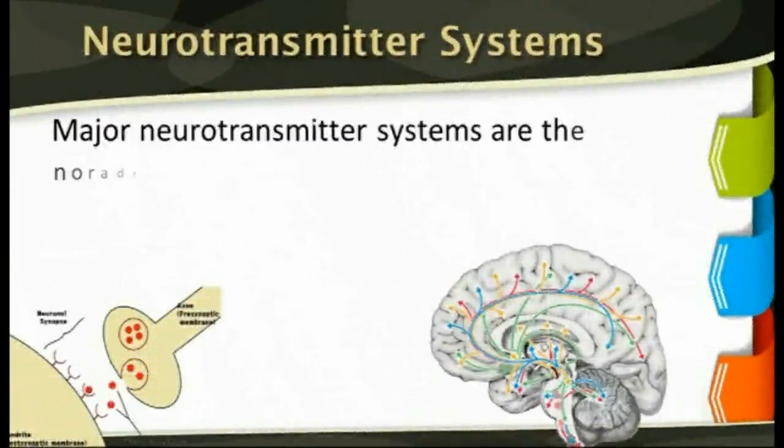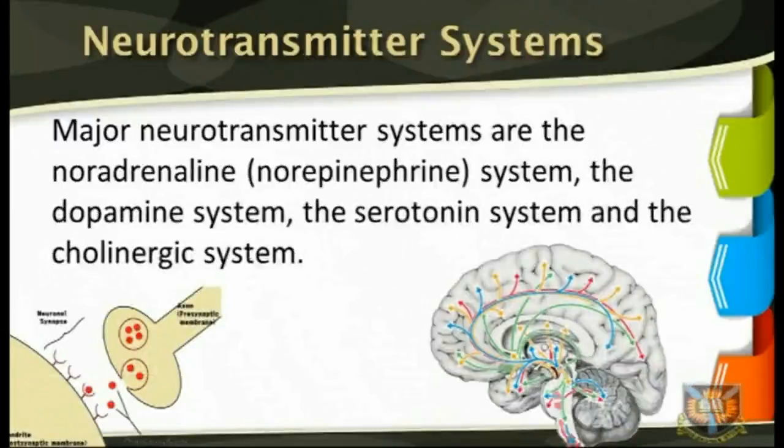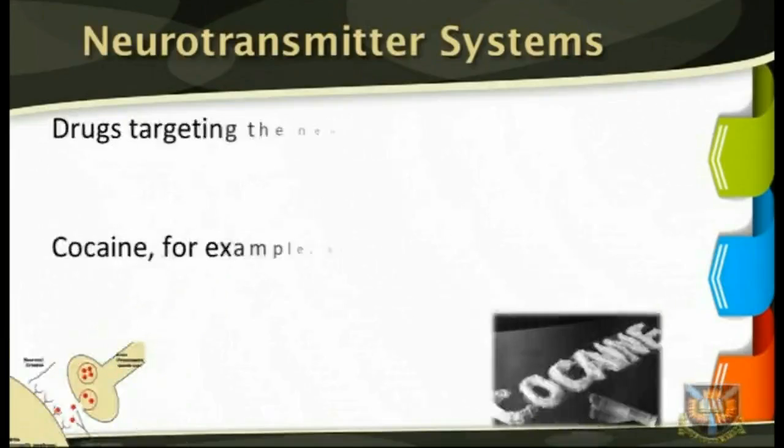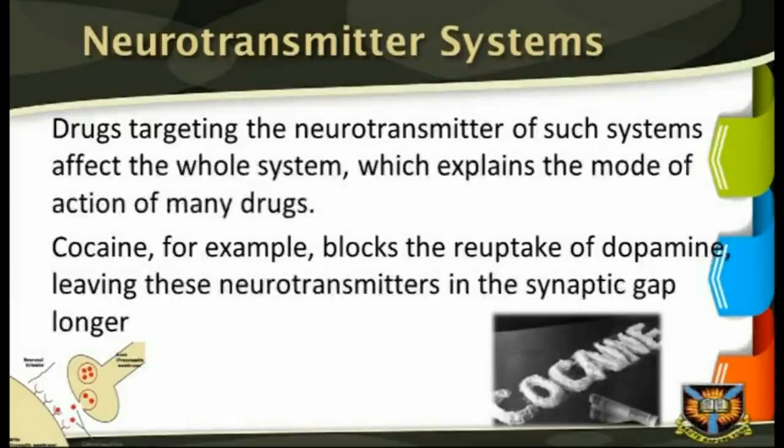Neurotransmitter systems. Neurons expressing certain types of neurotransmitter sometimes form distinct systems, where activation of the system causes effects in large volumes of the brain called volume transmission. The major neurotransmitter systems are the noradrenaline, norepinephrine system, the dopamine system, the serotonin system, and the cholinergic system. Drugs targeting the neurotransmitter of such systems affect the whole system, which explains the mode of action of many drugs.